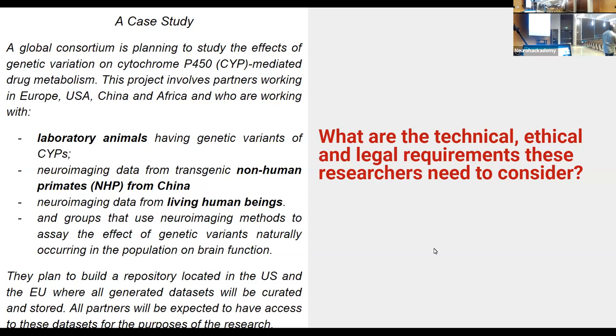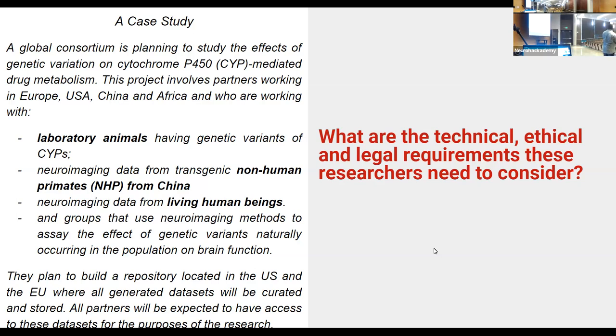And something Ariel brought up as well is that even different institutions will have different legal requirements for how they handle their data and how they collect their data. So standardizing that across the entire project would probably be very, very difficult.